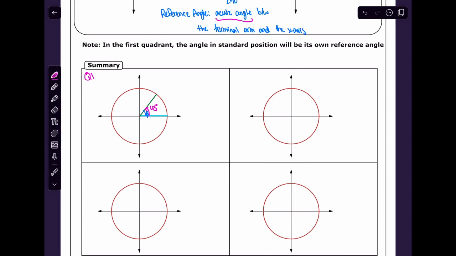So we can denote this as theta is equal to 0 degrees plus the reference angle. In this case, we have the standard position angle, so we'll plug that in for theta. 45 degrees is equal to 0 degrees plus our reference angle. So our reference angle is equal to 45 degrees.